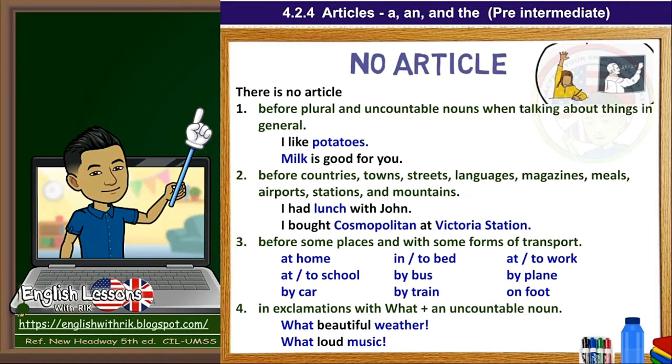No article. There is no article before plural and uncountable nouns when talking about things in general. I like potatoes. Milk is good for you. Before countries, towns, streets, languages, magazines, meals, airports, stations, and mountains: I had lunch with John. I bought Cosmopolitan at Victoria Station.